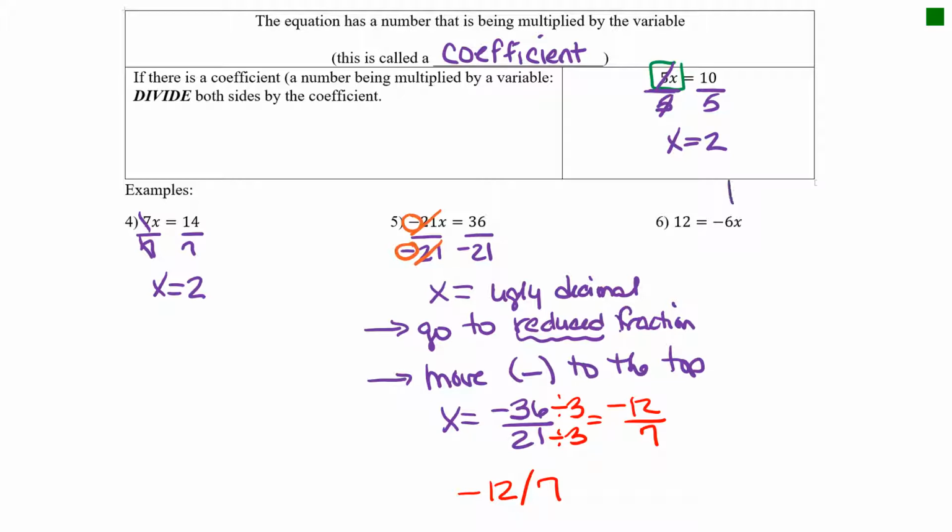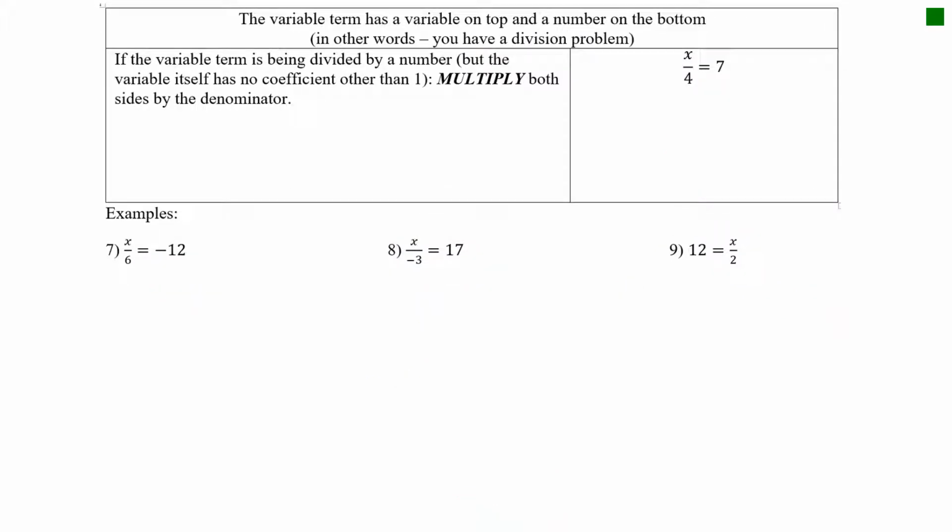Over here on the right-hand side, we've got multiplication, so we're going to divide by negative 6, which means on the left we are also going to divide by negative 6. I'm going to shift a little over here because I'm running out of room. I get negative 2. 12 divided by negative 6 is negative 2. The negative 6's cancel, and I have x. Negative 2 equals x.